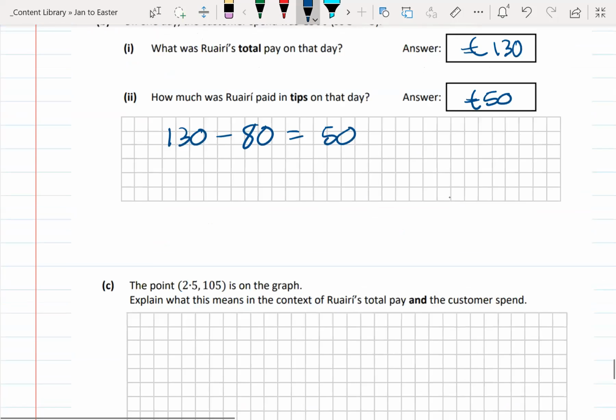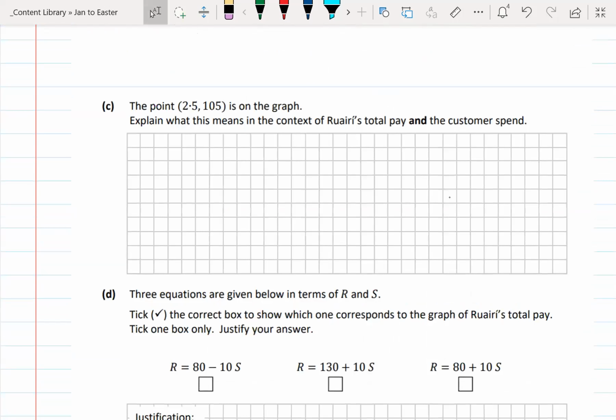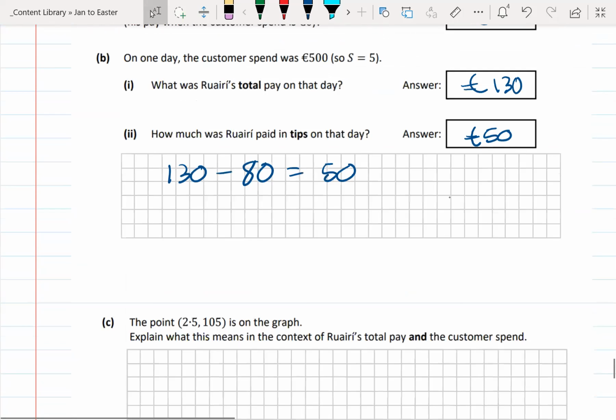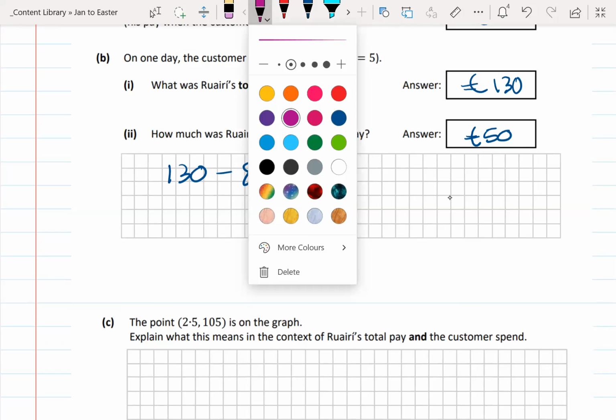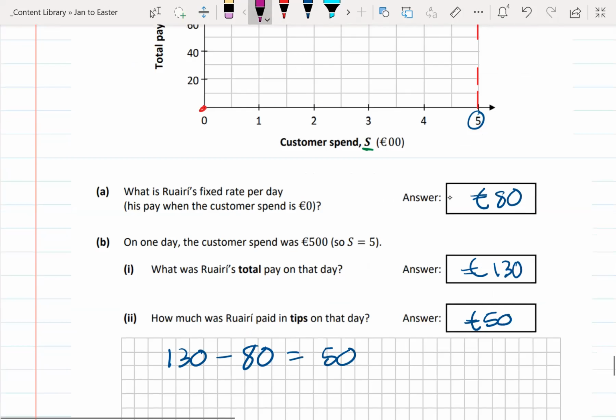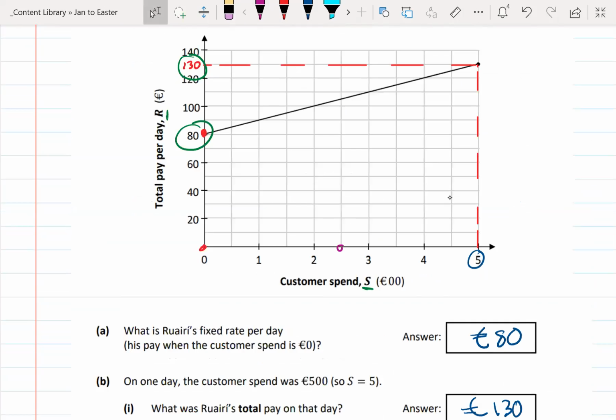Okay, moving on. The point (2.5, 105) is on the graph. Explain what this means in the context of Rory's total pay and the customer spend. So let's go back up, 2.5 and 105. So 2.5 is roughly here.